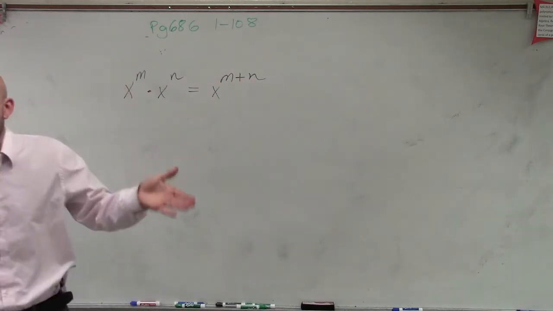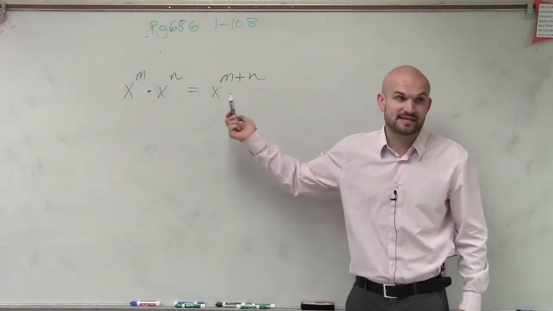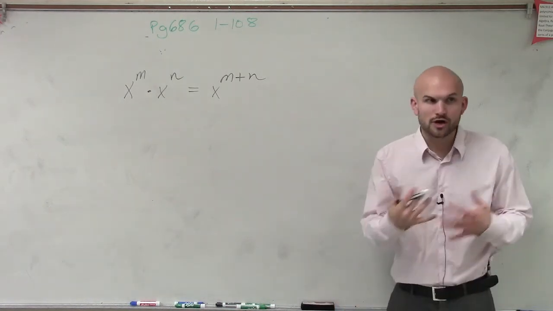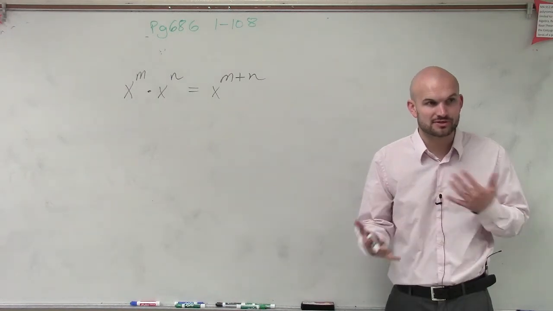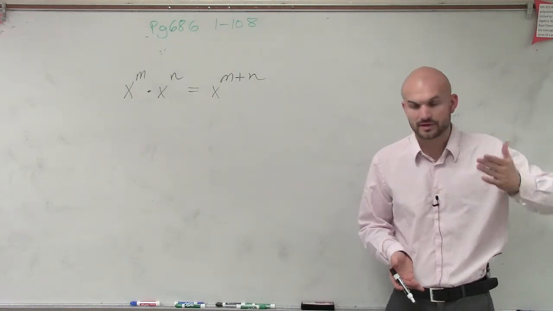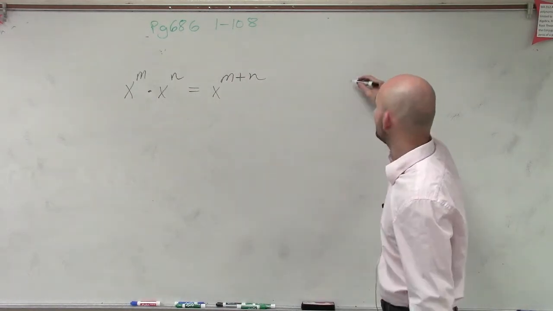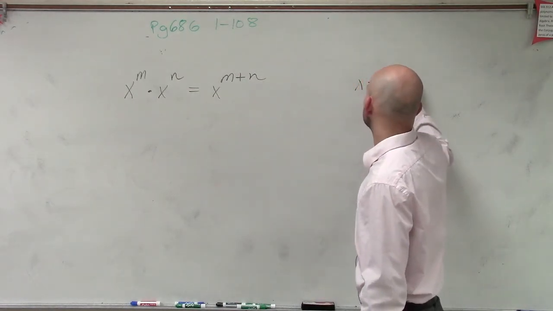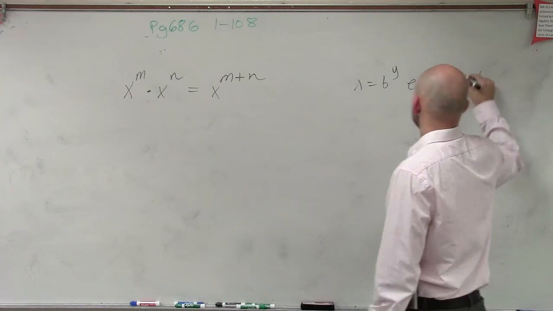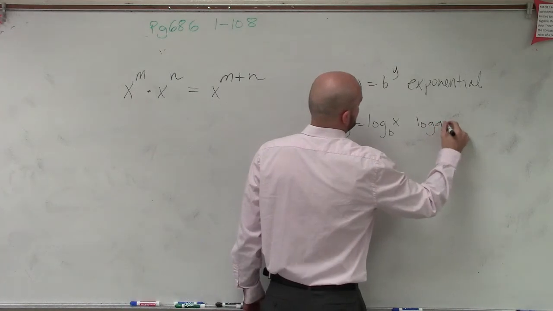If I have two values and I'm multiplying them, we make sure they have exponents. As long as they have the same base, we add the exponents. You guys remember that? Now, logarithms and exponents are pretty similar to each other. Remember how we can convert from exponential to logarithmic form? So that's the product property of exponents. Now remember, x equals b to the y. That's exponential. And then we can rewrite that as y equals log base b of x. That's logarithmic.